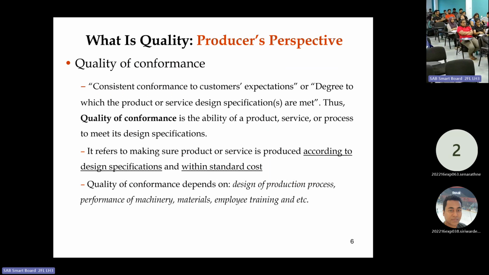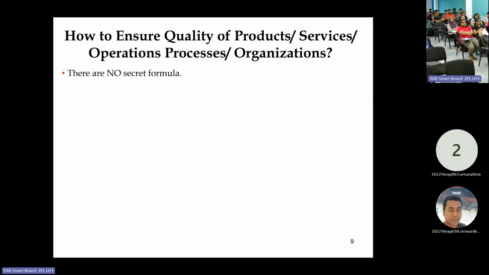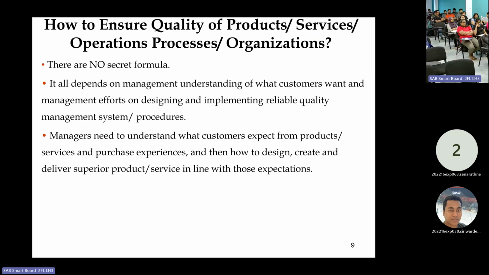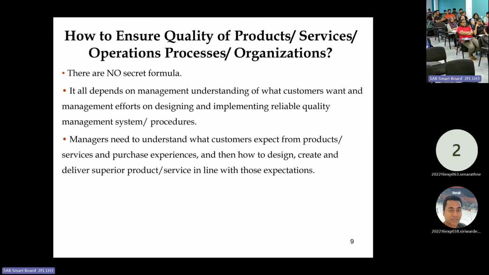So then let's quickly move to understand what quality management is. How to ensure quality of products, quality of services, and quality of operations processes, and in general quality of the organization. There is no secret formula. It all depends on the organization's efforts to enhance it. It depends on the management's understanding of what customers want and their efforts on designing and implementing reliable quality management systems and procedures.